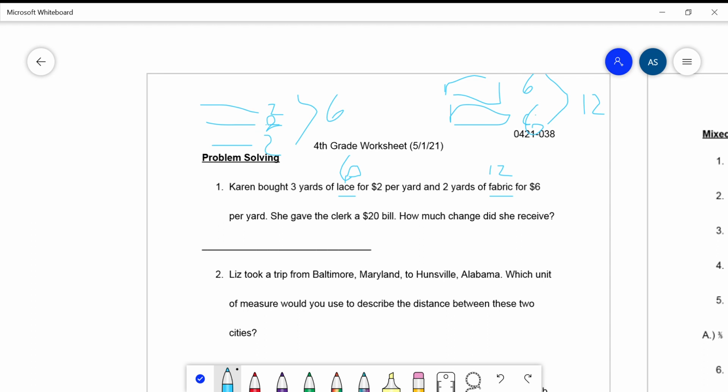Alright, so she bought a total of 12 plus 6, which is 18, and so she has to pay $18, and she gave the clerk a $20 bill. So we're going to do 20 minus 18, and when we do that, we're going to get $2 bill.